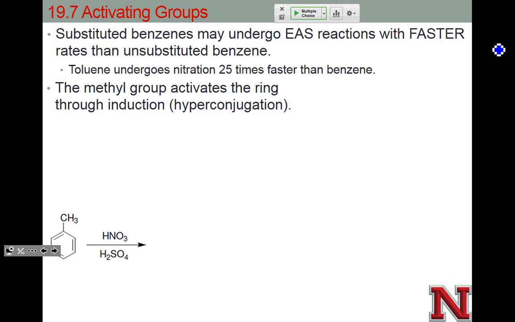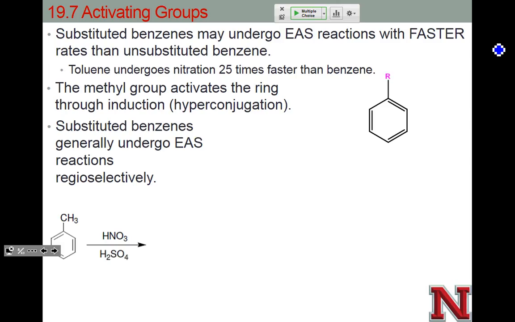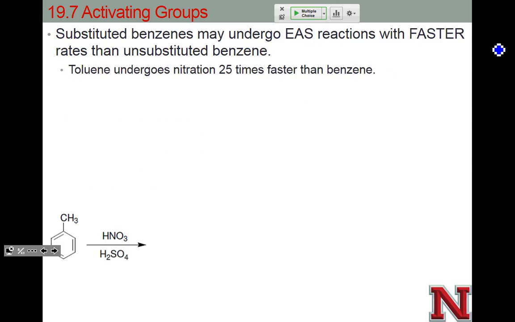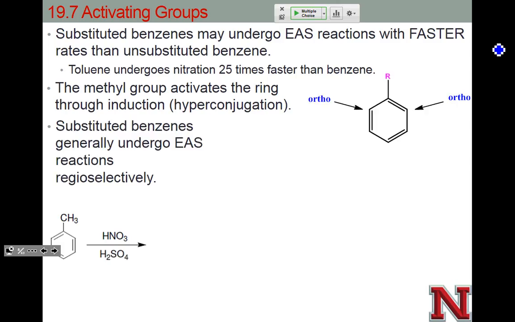And they're both in agreement. So both can contribute to why this is an activating group. So substituted benzenes with carbon-containing groups tend to undergo electrophilic aromatic substitution faster. And it has to do with the fact that our CH3 is an electron donating group.